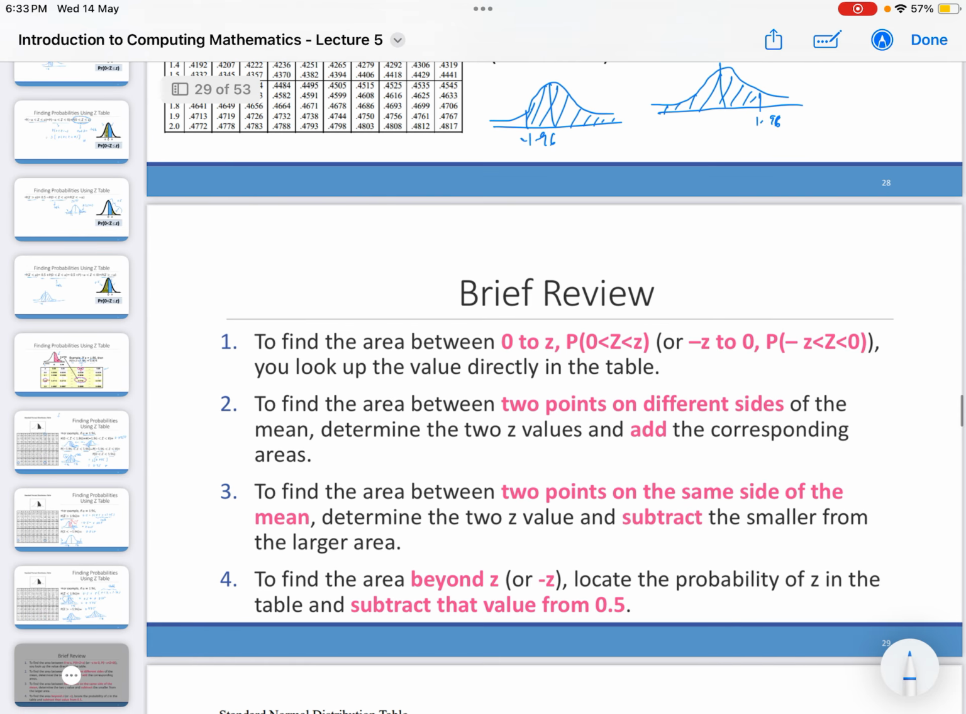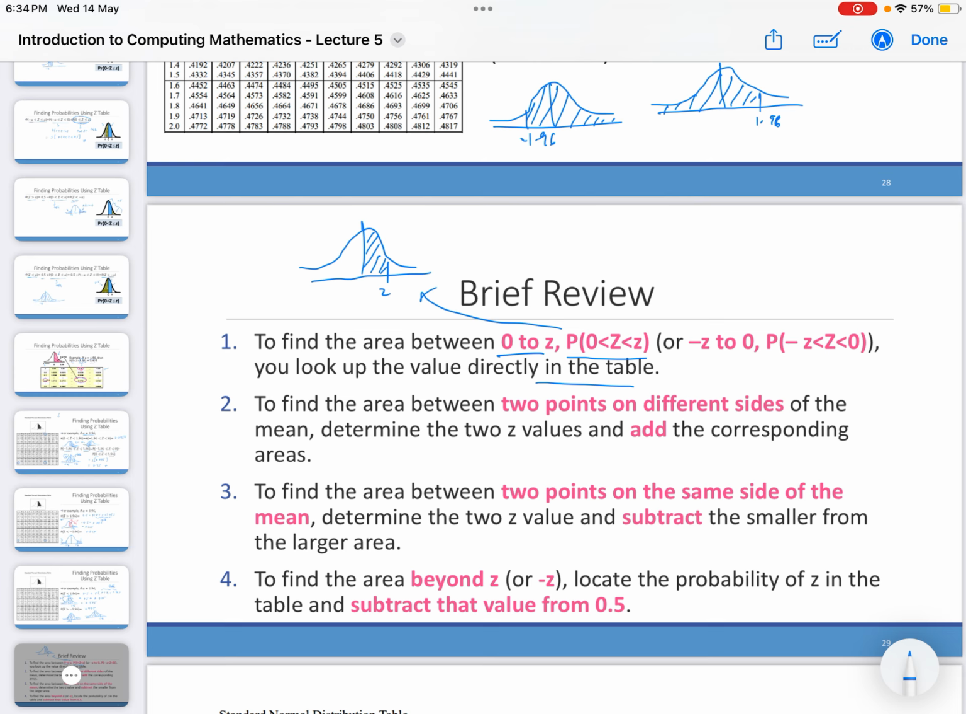Okay, so brief review, just a summary of everything that I just taught just now. Okay, so to find the area between 0 to z, you can look up the value directly in the table. If you want to find probability of 0 to z, so basically this one is only this. So let's say z is the positive value here. So we want to find this probability. So look directly from the table.